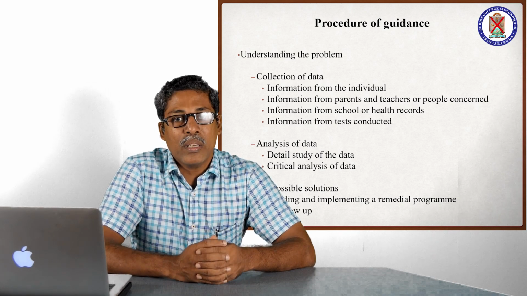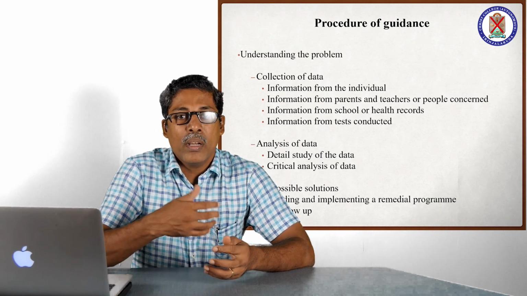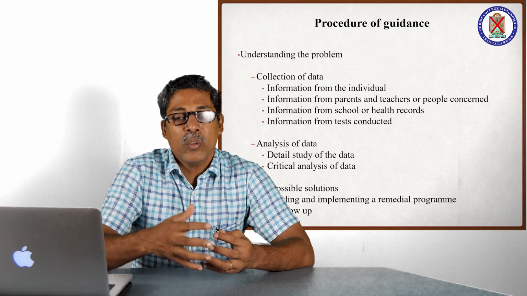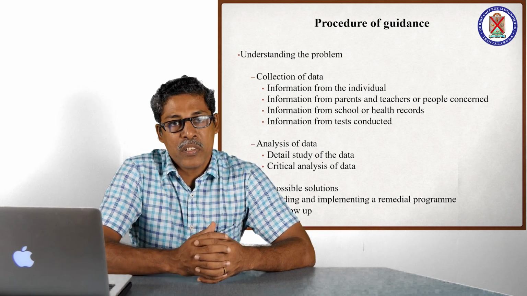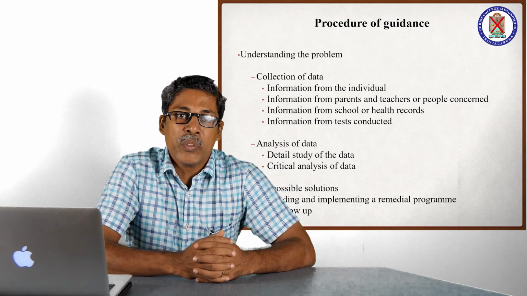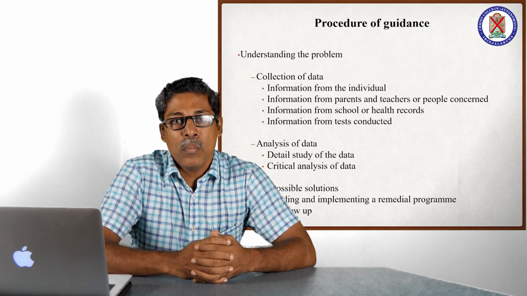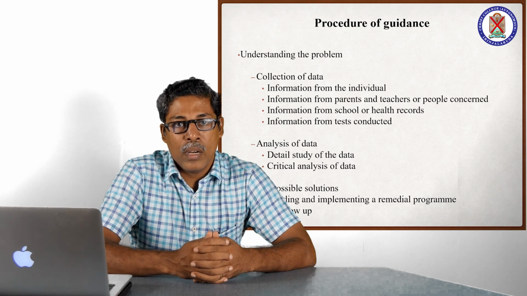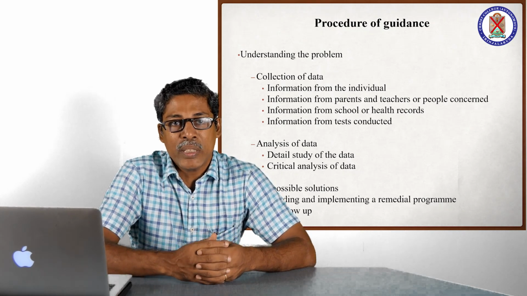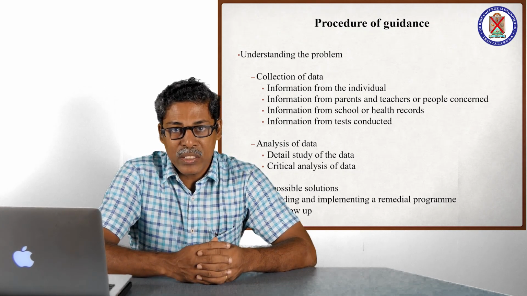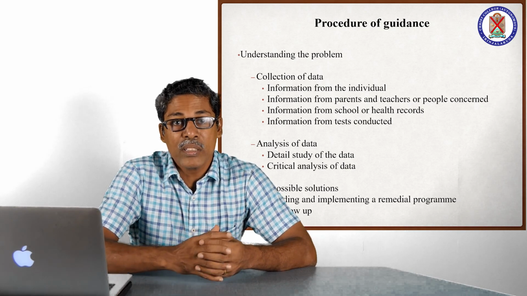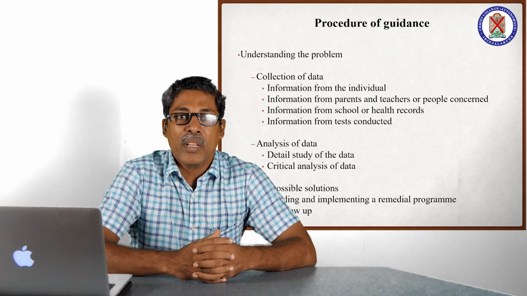So in order to know that, you need to bring out a set of procedures in order to know the problem. So the first one is collection of data. What kind of data you need to collect in order to understand the problem? Information from the individual, naturally, and also information from the people associated with him, like information from the parents, teachers, or colleagues that he works with, and you get information.